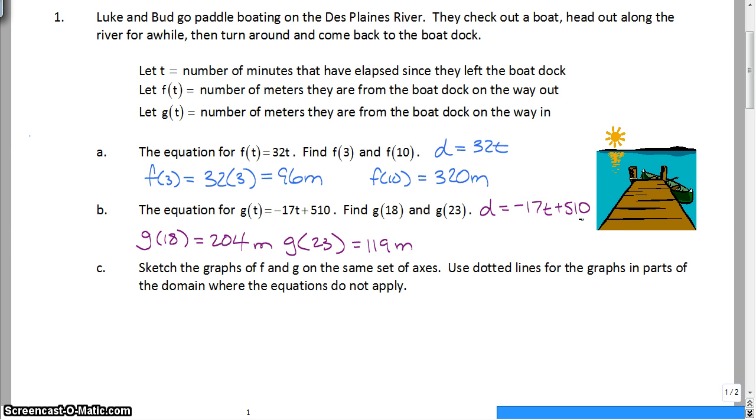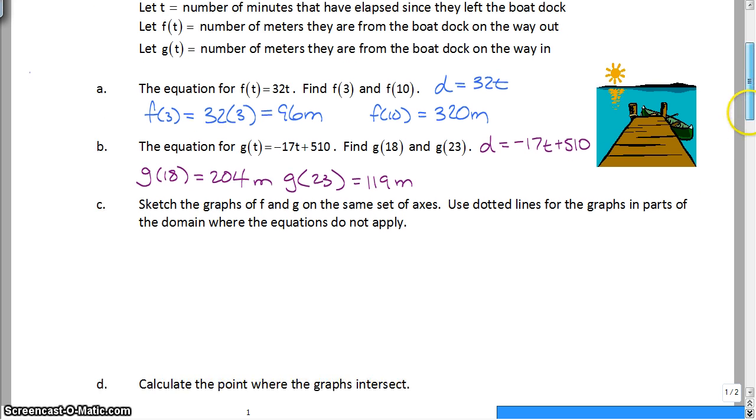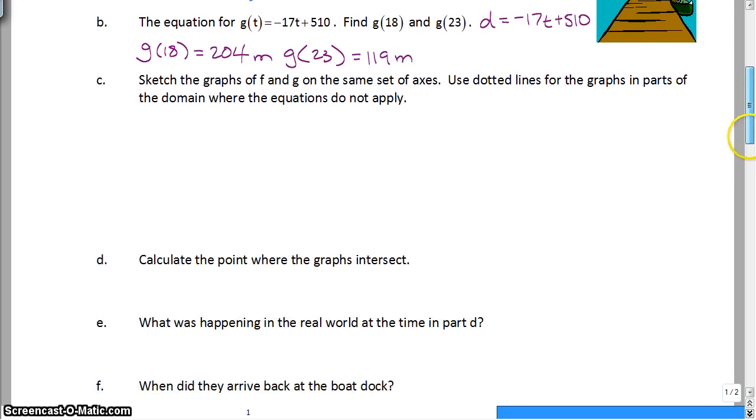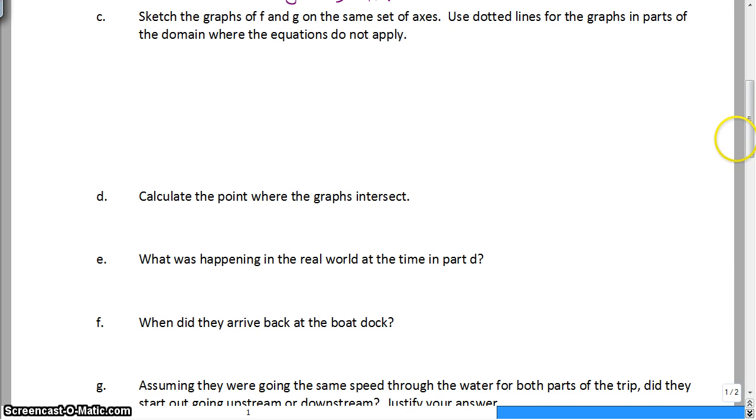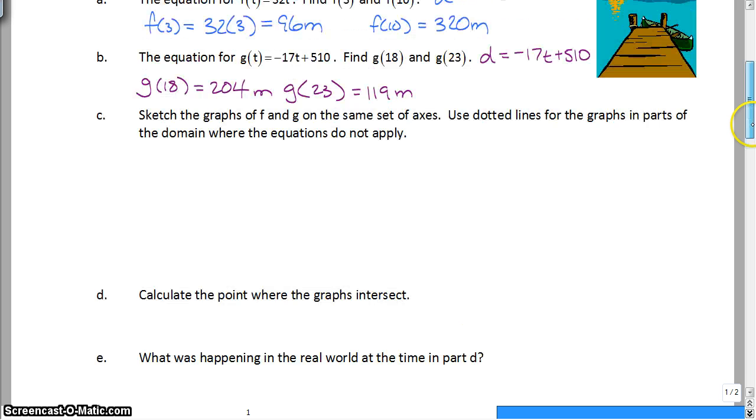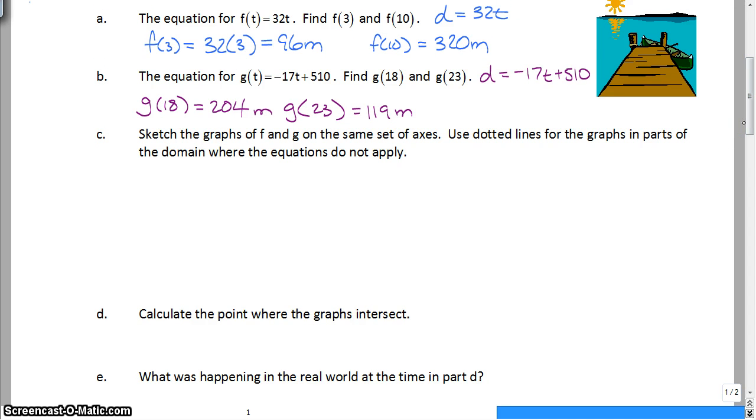Okay, so part C says we've got to sketch the graph of F and G on the same axes. And then we're going to use dotted lines to represent parts where the domain does not apply. It might actually help to look at these equations here. What I'd like you to do is pause and try to sketch this graph. Now think about it. You're going to want to check with mine before you move on. But like I said, it's good practice to come up with good sketches of graphs. I say they don't have to be perfect, but they have to be easy enough for me to understand. So pause and try it.